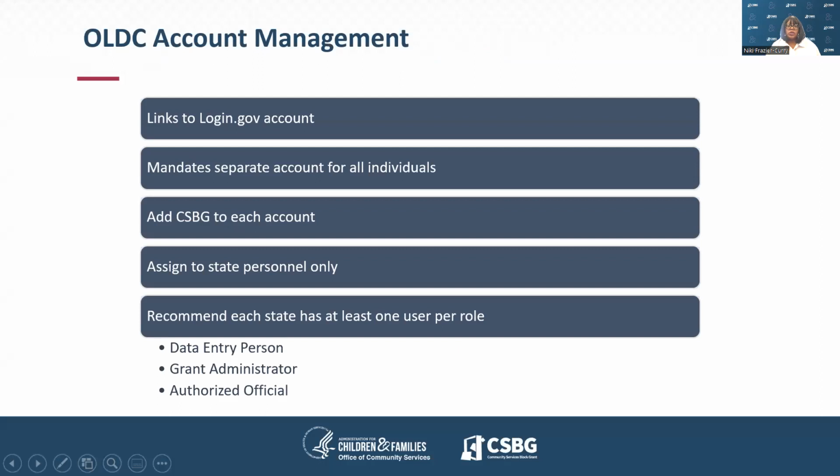You will access OLDC via Grant Solutions, which is linked to your login.gov account. It is mandatory that users have their own account. In order to view, complete, and submit CSBG reports, CSBG must be added to your account. Only state personnel should have access to your state OLDC account. We recommend that each state have at least one data entry person, grant administrator, and authorized official. More than one person can be assigned the same role.